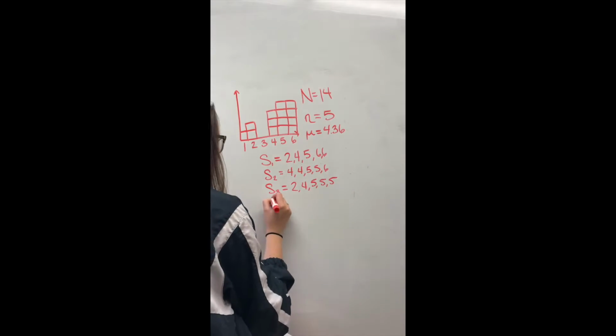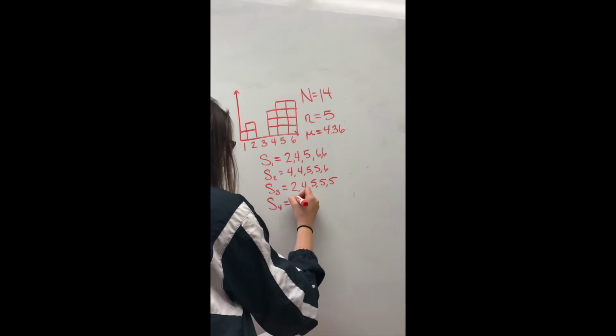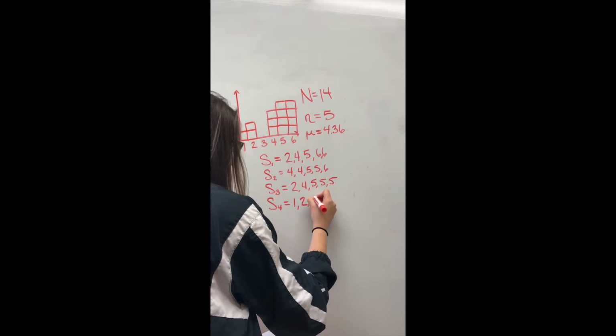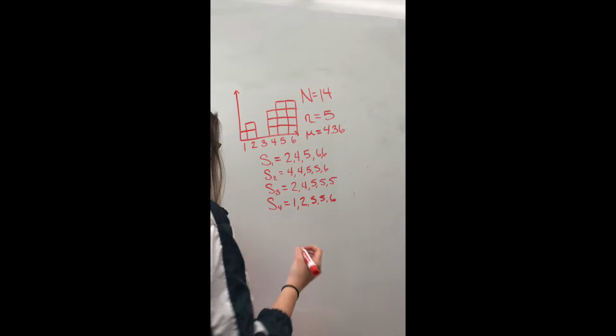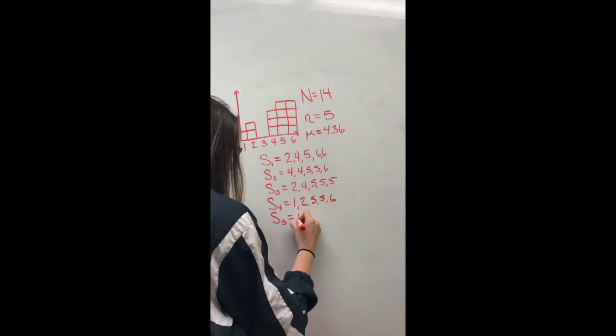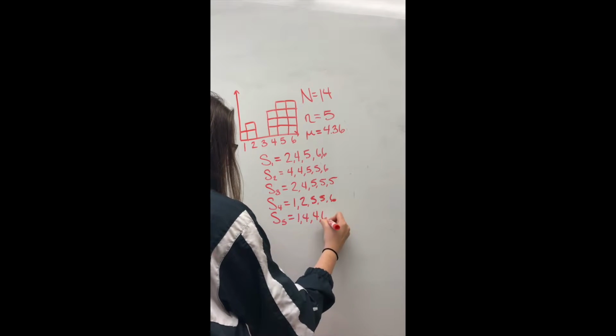For sample 4, we got a 1, 2, 5, 5, and a 6. And then for sample 5, we got a 1, 4, 4, and 2 sixes.